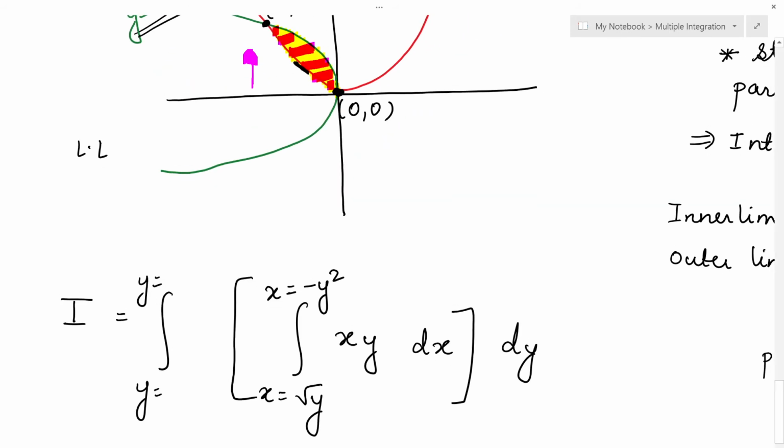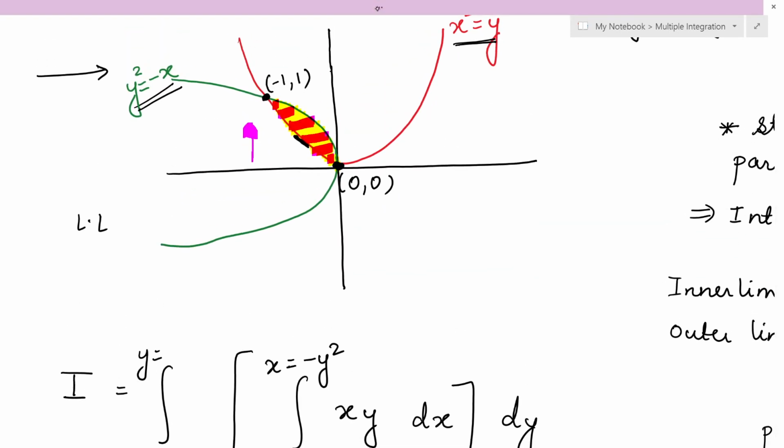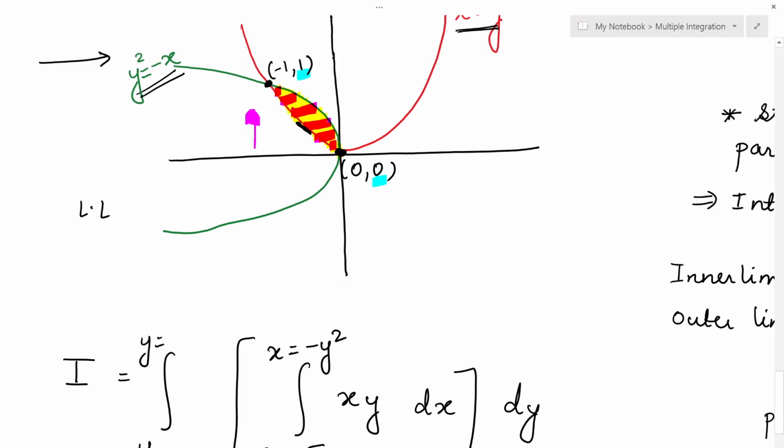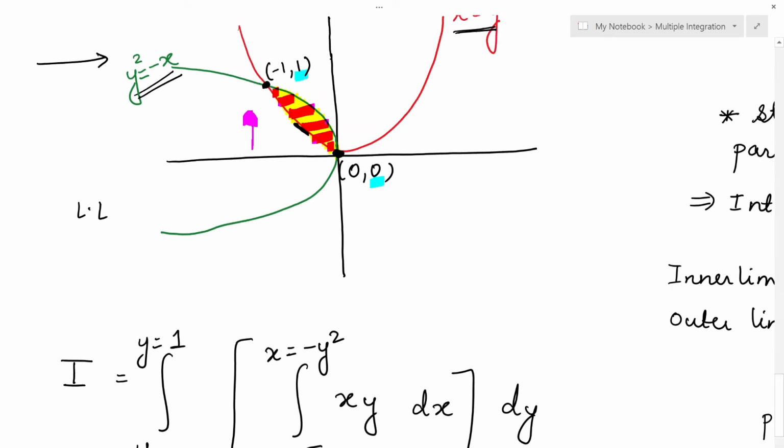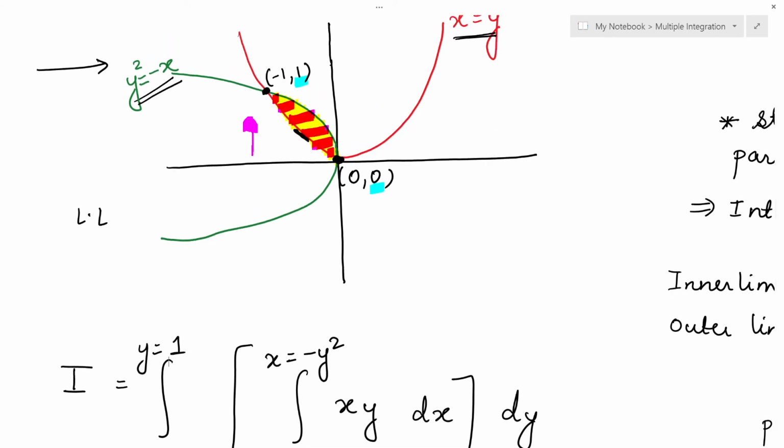You have to find the value of y. So now the value of y you have to find. That means the value of y over here is 0 and the value of y over here is 1, clearly. Right? So the outer limits will be 0 to 1. That means the strip will travel from down to up.